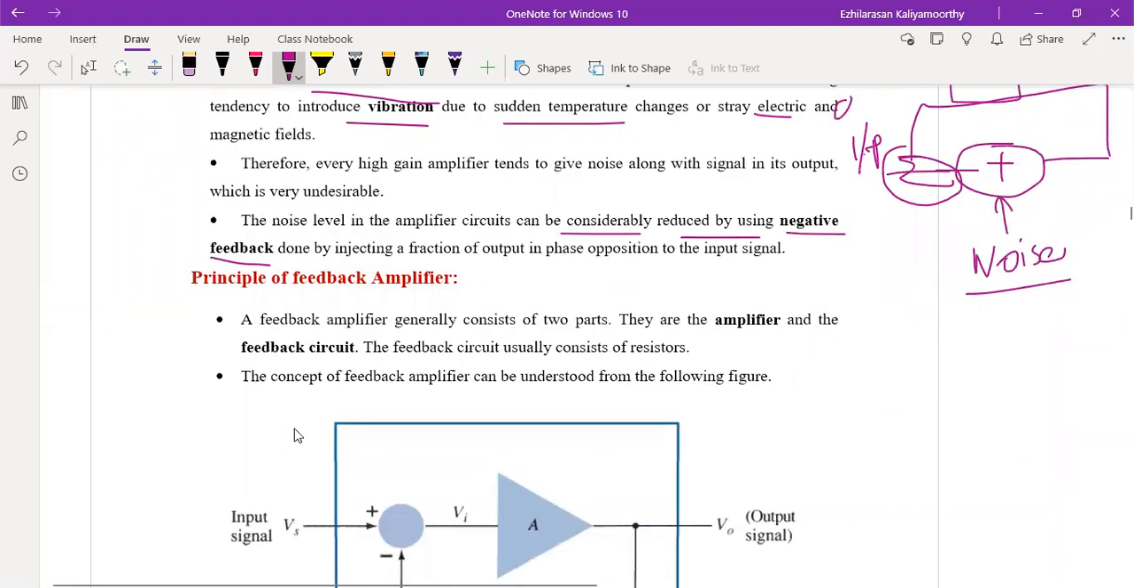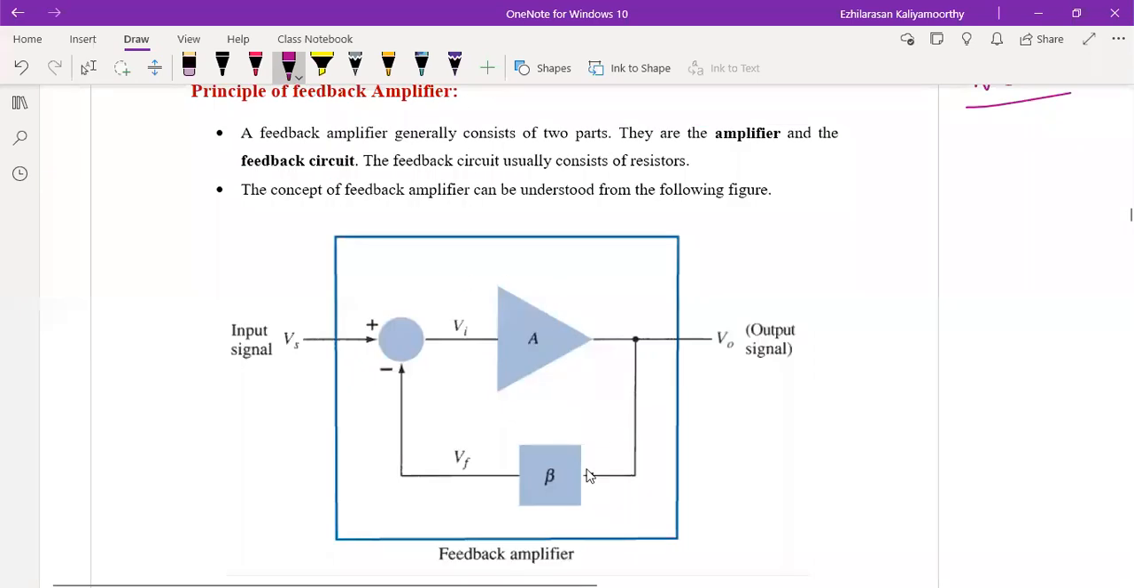Now, what are the principles of the feedback amplifier? You see here, the diagram shows a very simple feedback amplifier. This is the input signal. Normally, a feedback amplifier consists of two parts. One part is the amplifier, and the other is the feedback circuit. This is the feedback circuit, and the beta factor is the feedback gain. The feedback circuit usually consists of resistors only. This is very important.